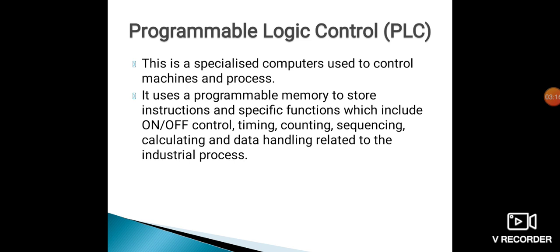PLC operates in real time, which means that an event taking place in the field results in a corresponding operation occurring. Machines that process thousands of items per second can be implemented only by using a PLC. The machine which has to perform thousands of functions at a time can be implemented using PLC only.